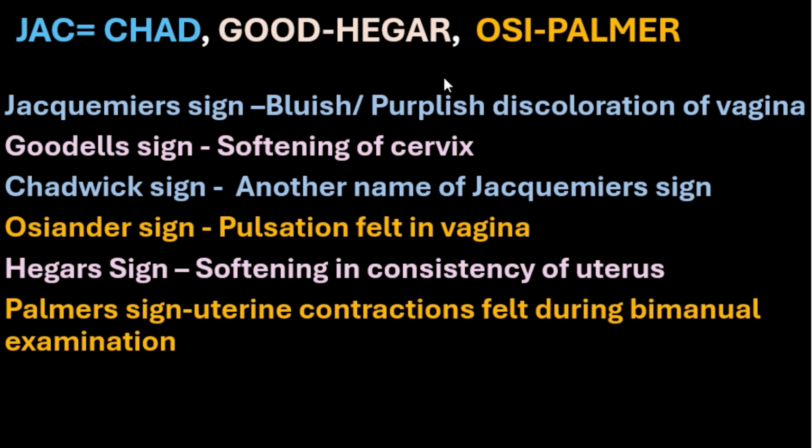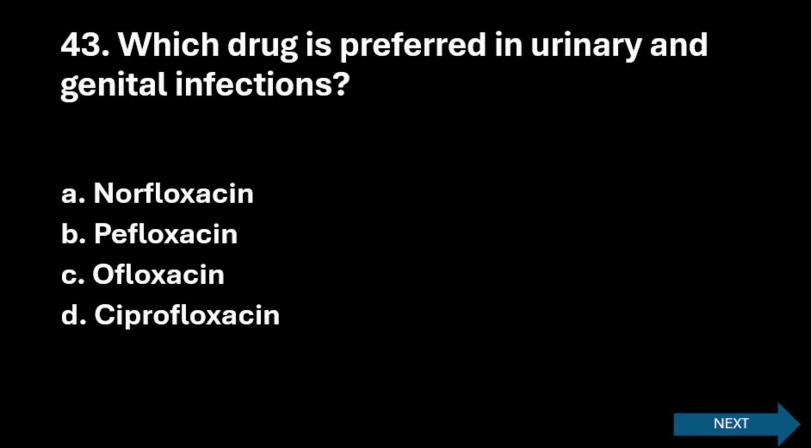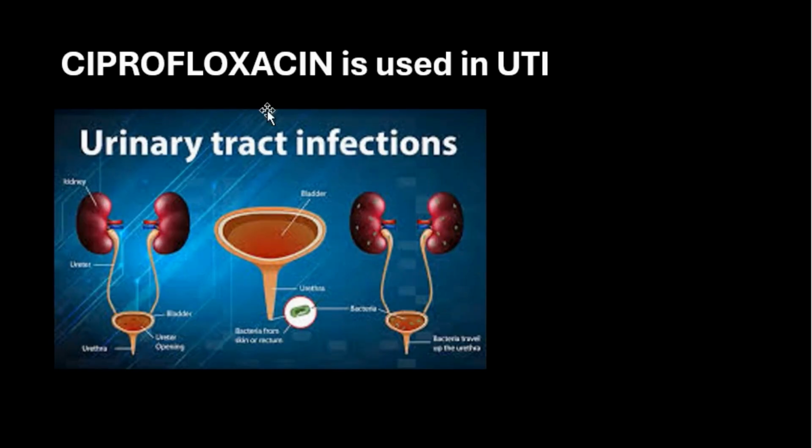Next question. Which drug is preferred in urinary and genital infections? Option A, norfloxacin. Option B, pefloxacin. Option C, ofloxacin. Option D, ciprofloxacin. The right answer here is option D, ciprofloxacin. Ciprofloxacin is the most commonly used drug in urinary tract infections.